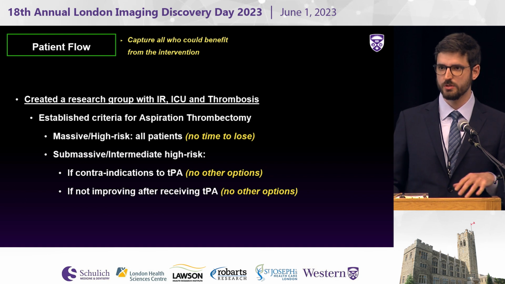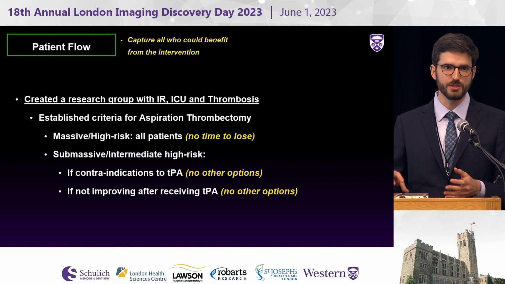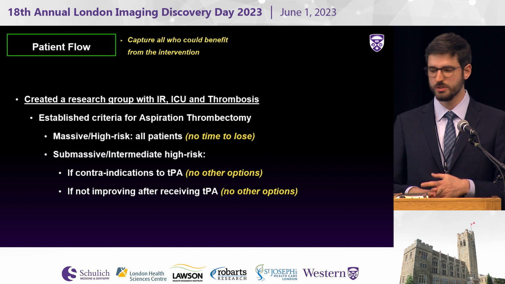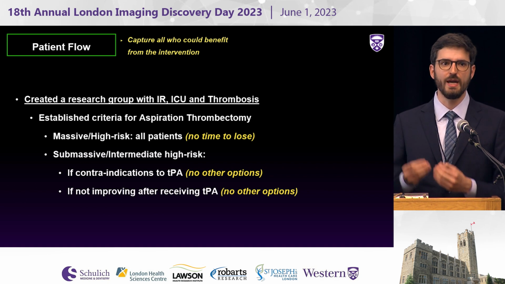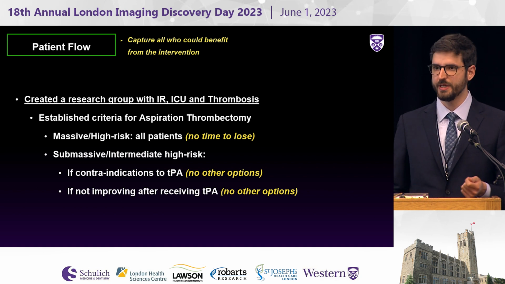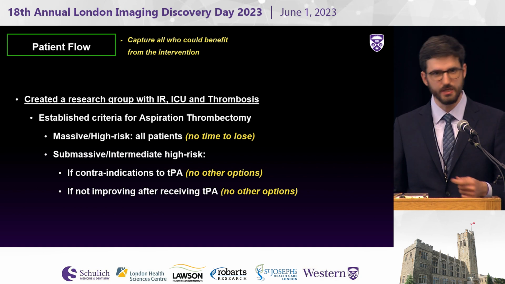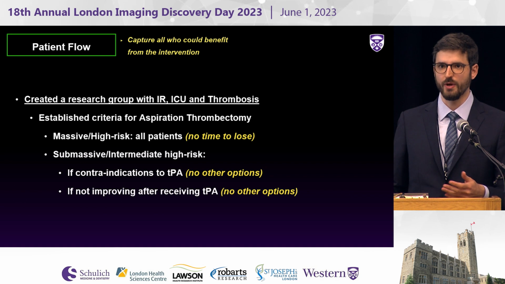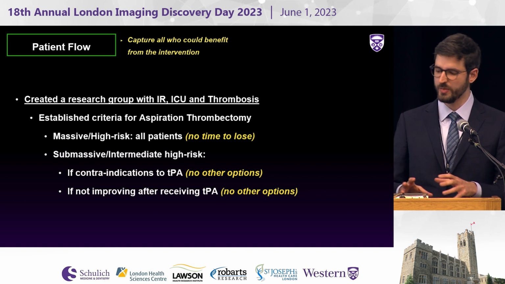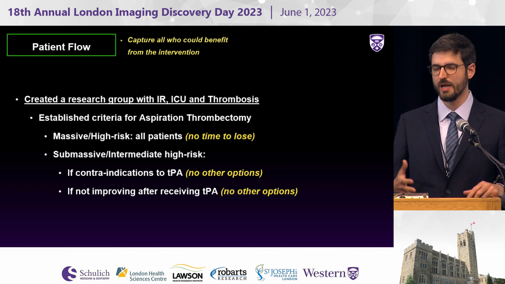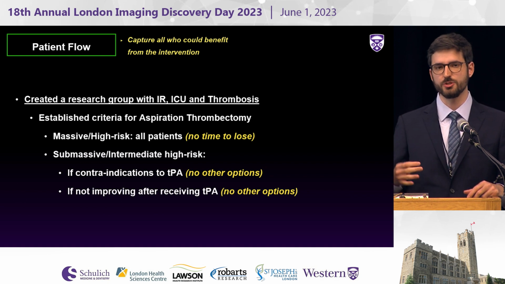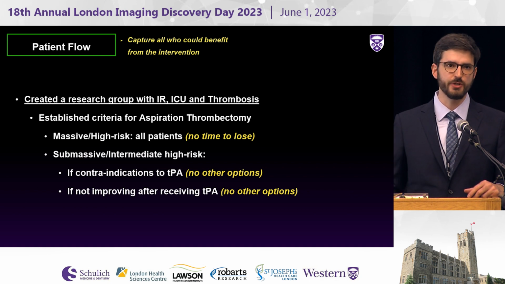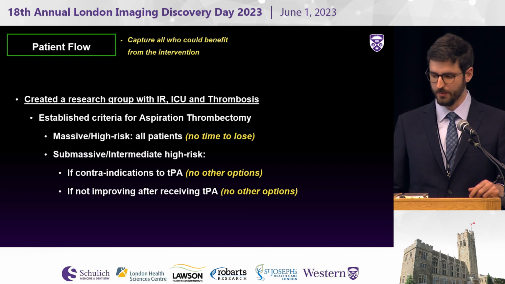Specifically about patient flows, the way we overcame this is, well, we created a research group: IR, ICU, and thrombosis. We established very specific criteria for aspiration. We will be aspirating all patients who present with massive PE, because that's a life-threatening situation, no time to lose, do what's best. And all those patients who have submassive and already got TPA but did not improve, or patients who are declining and have contraindications to TPA, this comes in as an alternative and hopefully making them feel better.